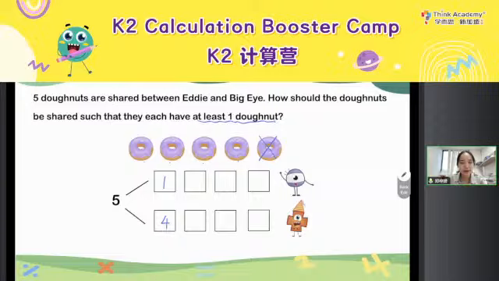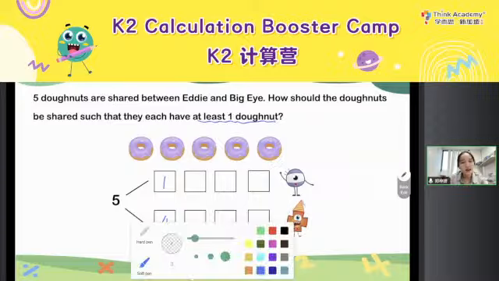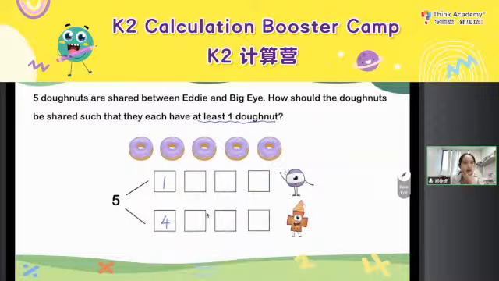Yes, I can. So let's look at if I give Big Eye maybe 2 donuts. If I give Big Eye 2 donuts, how many donuts can Addie have? Oh, so still I have in total 5 donuts in here. So if I already give Big Eye 2 donuts, I cross out these 2 donuts, then count the remaining, which I find 1, 2, 3, 3 donuts for Addie.